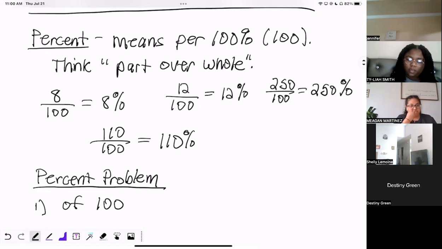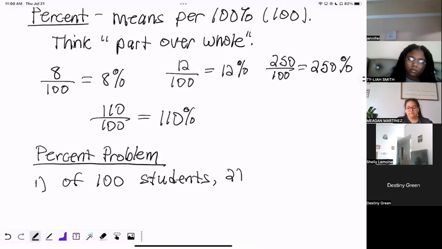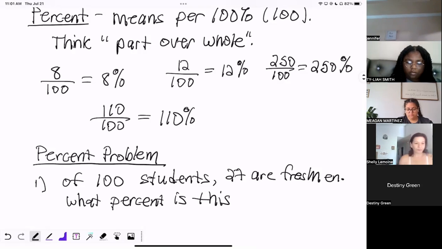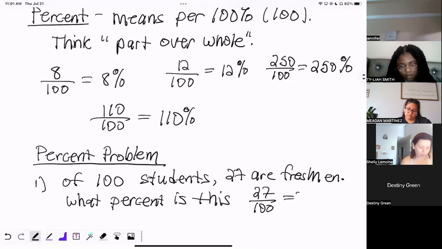Of 100 students, 27 are freshmen. What percent is this? Now notice it's 100, right? So it's 27 out of 100, which would make 27% freshmen. So out of all the student body, 27% of them are freshmen.